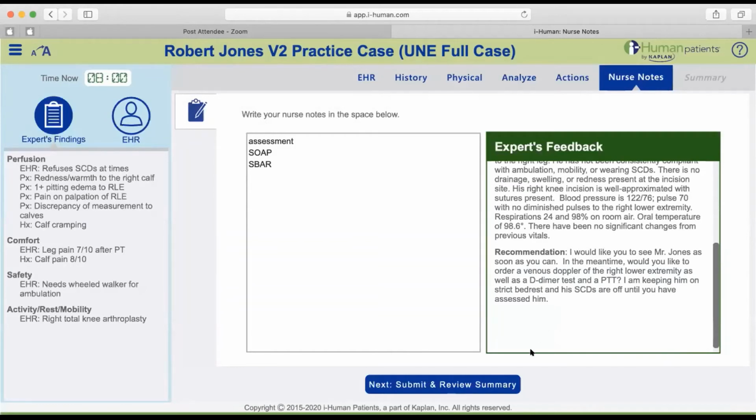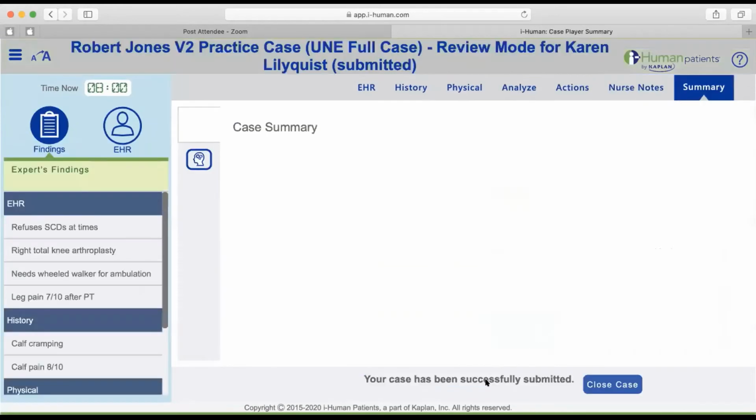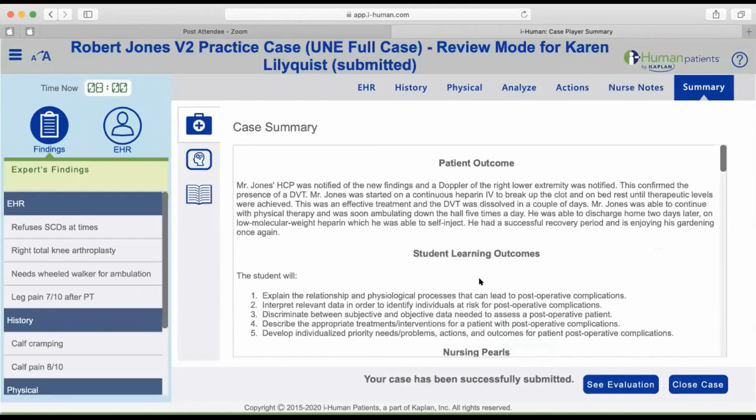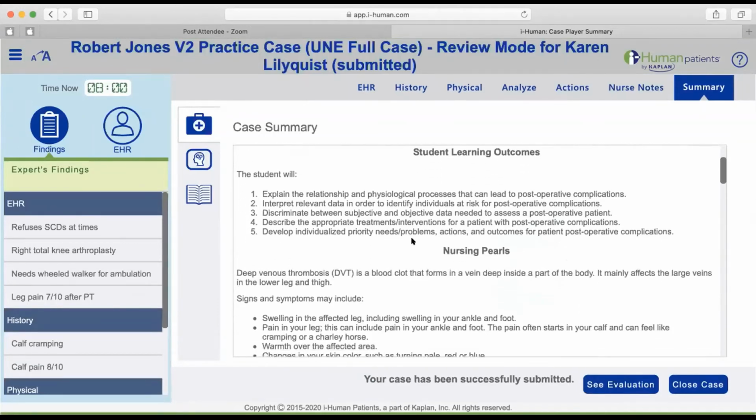Now the students, once they're complete, they can submit, and we've got some feedback here. Patient outcome will tell you what was the next step with Mr. Jones. He received heparin and then has been ambulating down the hallway. Here are the learning outcomes. Now the learning outcomes are identified for each of our cases.